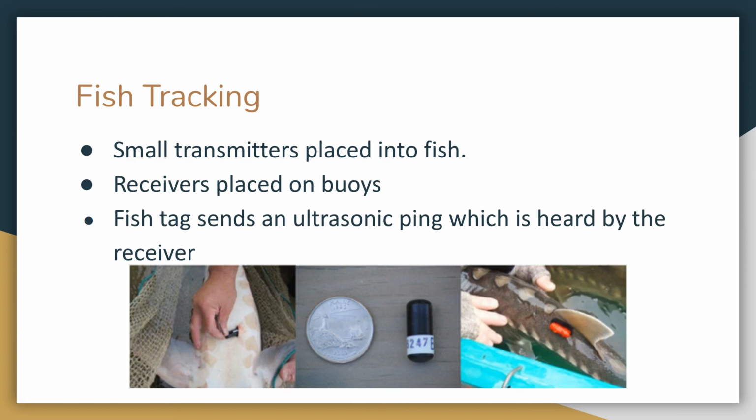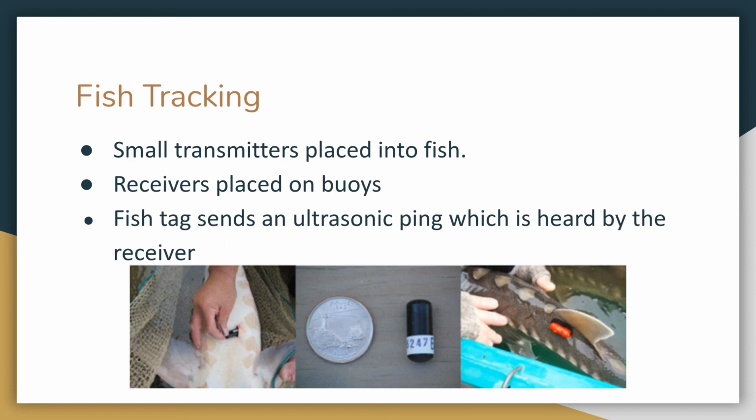Alright, so one cool use of ultrasonic communication systems is fish tracking. The way this works is kind of like underwater GPS for fish, basically. The fish are implanted with an ultrasonic transmitter, which sends a ping out, and this ping is then detected by about 3 different buoys that triangulate the signal. Each buoy has its own receiver, and then depending on what time the signal comes into the buoy, the fish location is able to be triangulated and calculated.